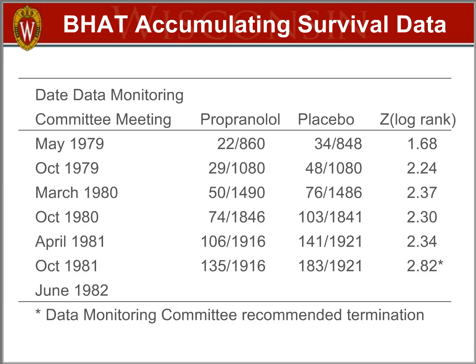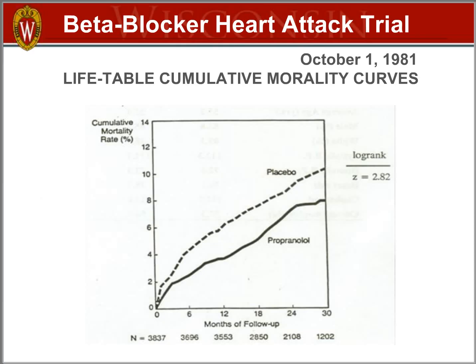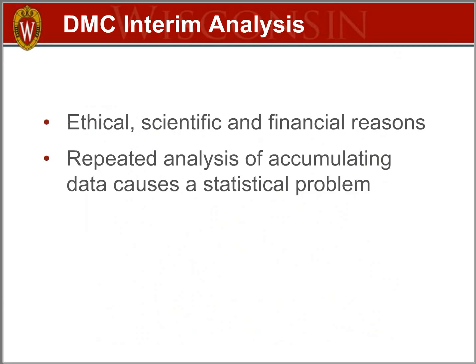Let's examine that. What I've shown here are the mortality curves as observed on October 1st of 1981, with the Z-value for the log rank statistic of 2.82. As you can see, the mortality rate on placebo is higher from the beginning, essentially, than in those patients treated with propranolol. The initial review of the data is done for ethical, scientific, and financial reasons, as I indicated. But the process of repeatedly looking at data causes a statistical problem that we have to address.